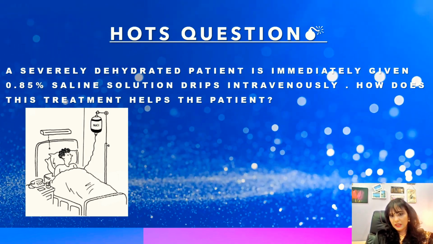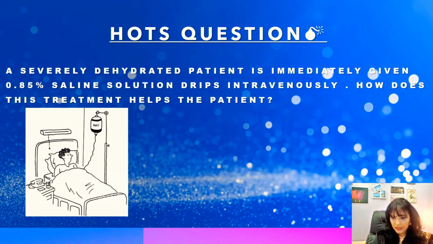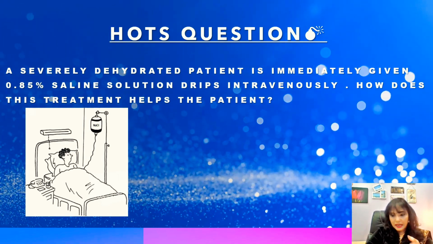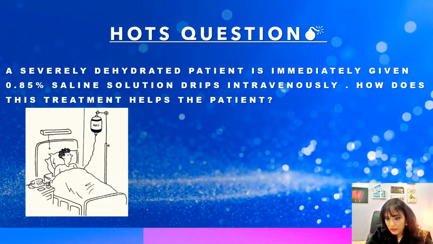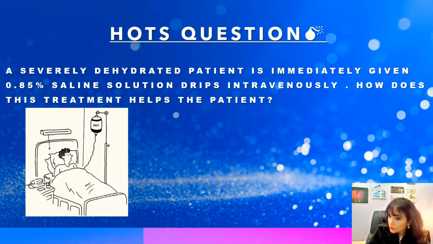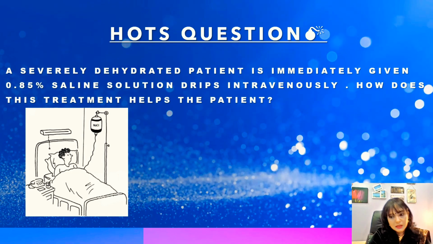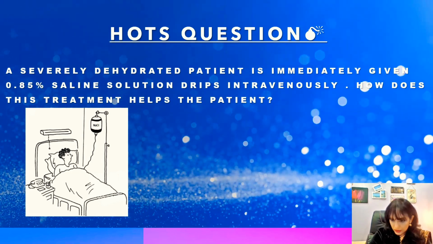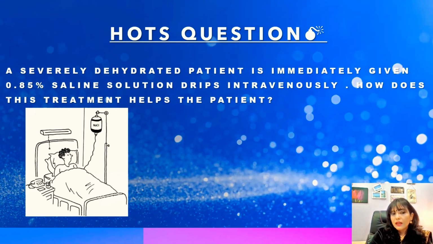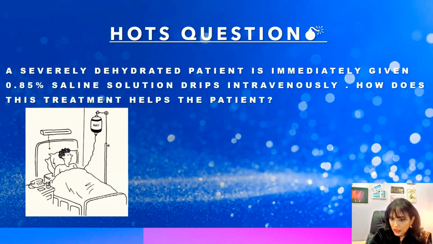A severely dehydrated patient is immediately given 0.85% saline water drips intravenously. So how does this treatment help the patient? This is one question which is related to isotonic, hypertonic and hypotonic. Obviously in this case we have to see it from the point of view of isotonic. What does it mean when a person is severely dehydrated? This means this person does not have enough water in the blood plasma. So if this is the case, the water will start diffusing out of the cells by osmosis instead of coming into the cells.